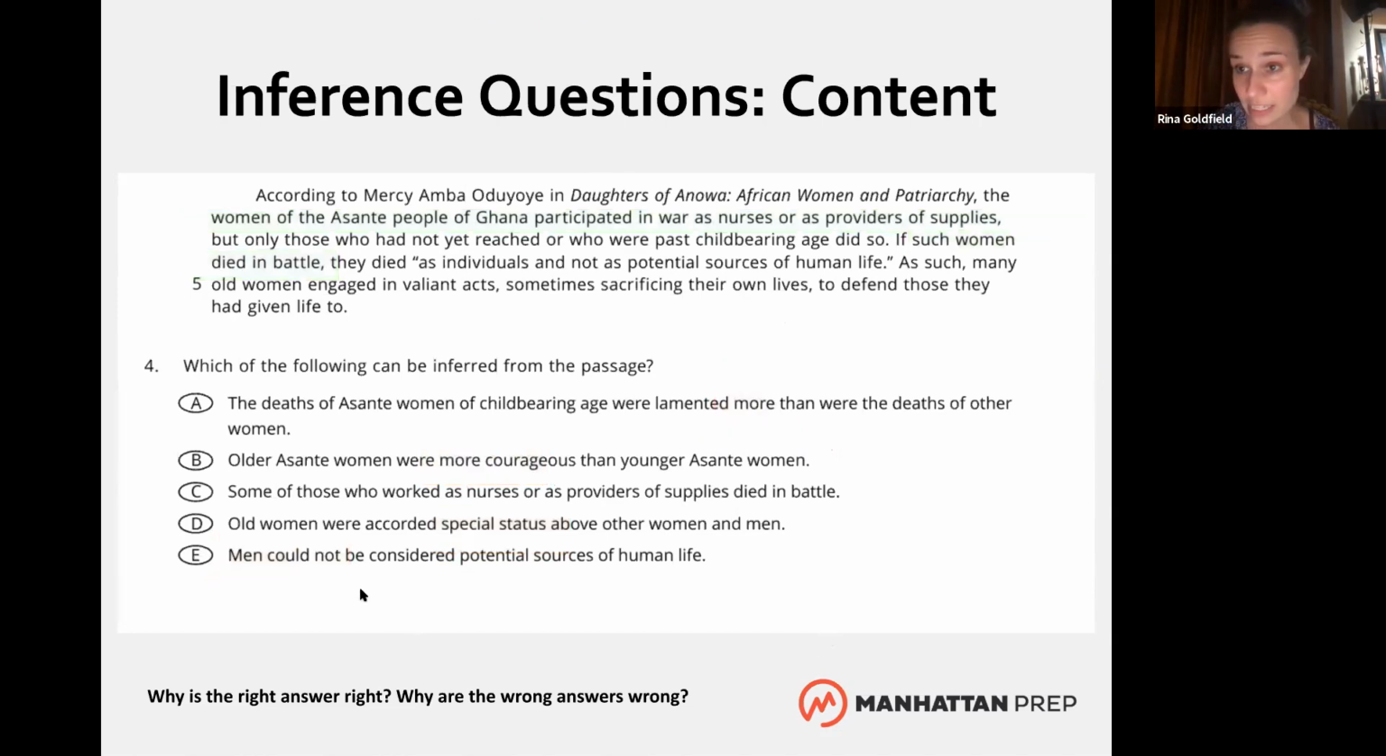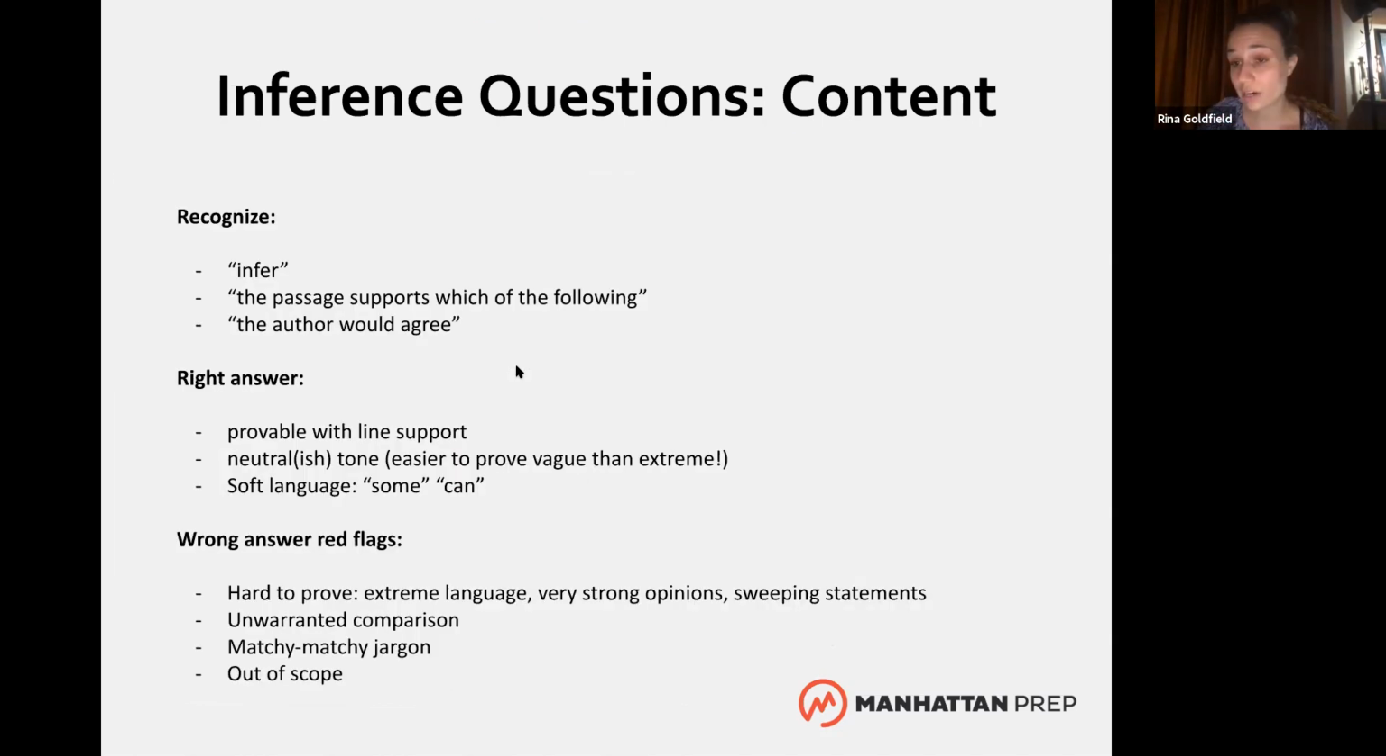So to summarize for these inference questions, we're going to recognize them. And I want to emphasize, this is specifically for our content passages that are more academic ones. We'll see an example of a logic passage in a moment, and that's a real world scenario about, you know, buying lottery tickets or something. It's more real world and less like something you would read in an academic book, right? So these are the more academic ones. We're recognizing them because they're on academic passages. Language like infer, the passage supports which of the following, the author would agree.